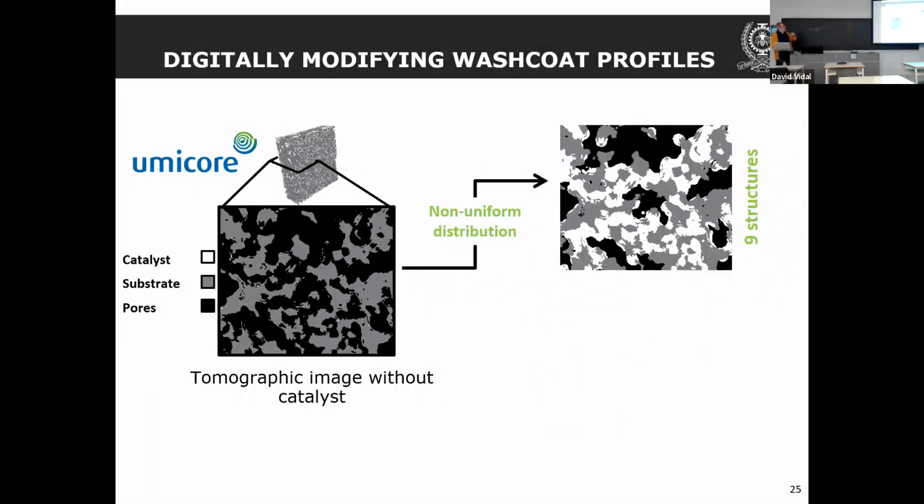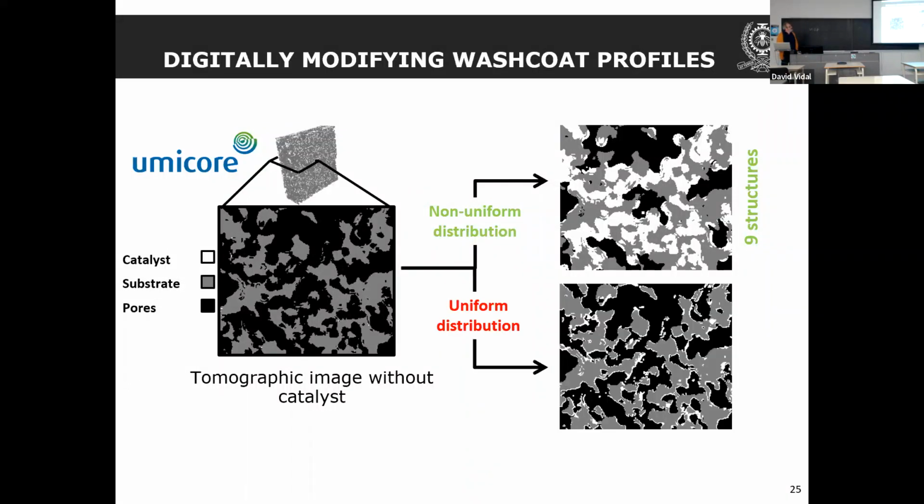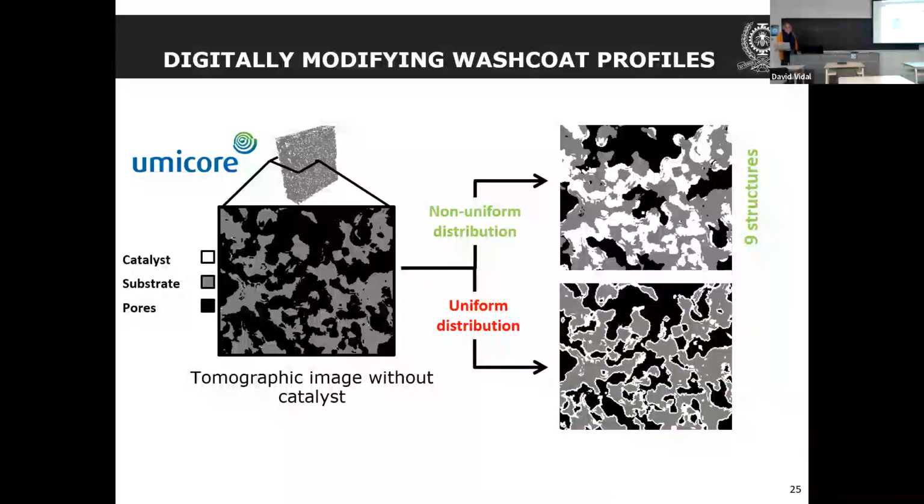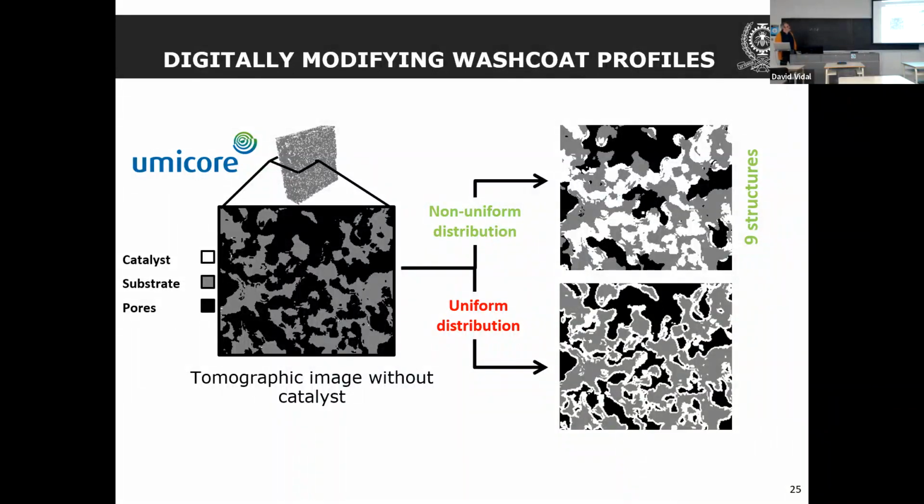And what we can do also is completely remove the catalyst from the original image and then redistribute it uniformly. Okay? So you see a different level, different coat weight. So which is having four uniform distributions.